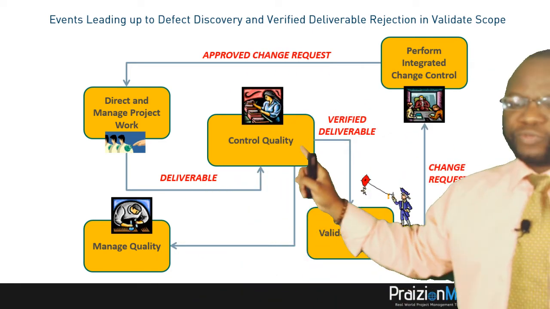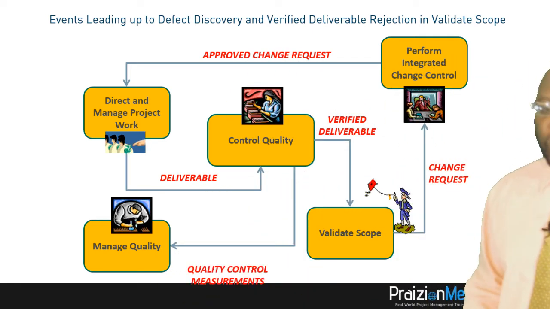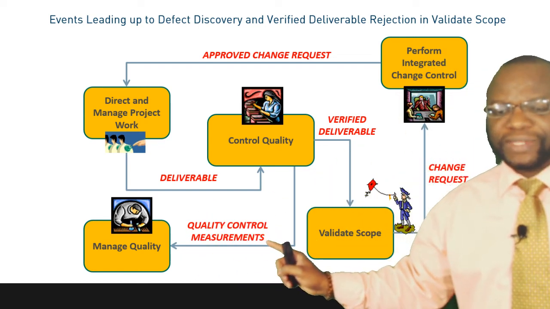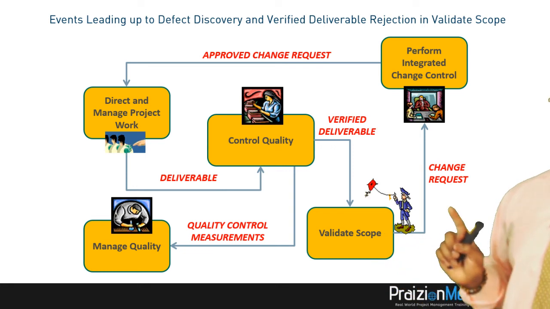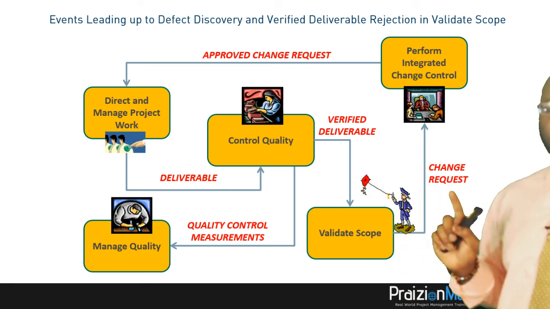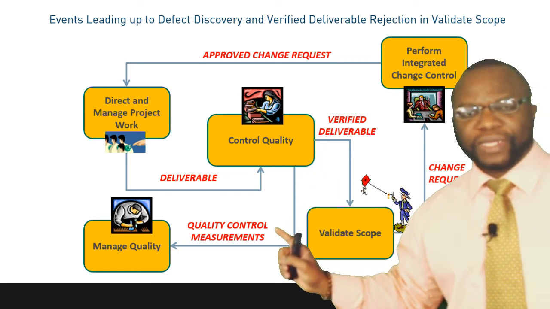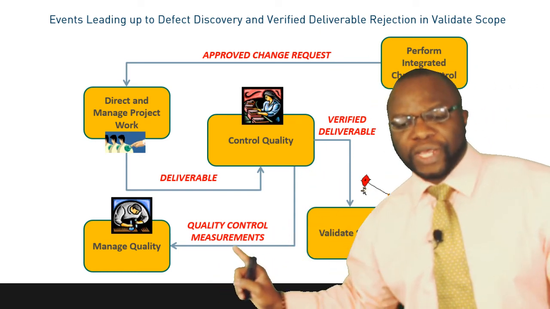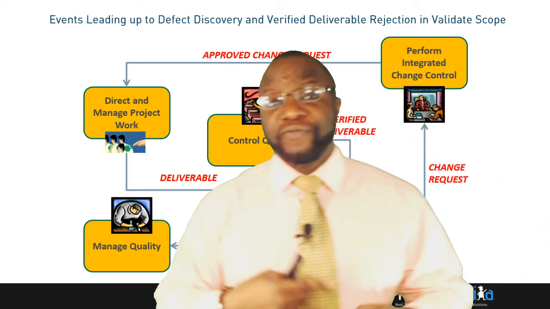And that loop is from control quality going back into manage quality. You ask, what is that? It is quality control measurements. Why do we need this? Because if we got this wrong, right? If we got the deliverable wrong, we want to find out why did that happen, whatever it is. And the way we find out is from quality control measurements. These measurements need to go back into manage quality where you investigate.